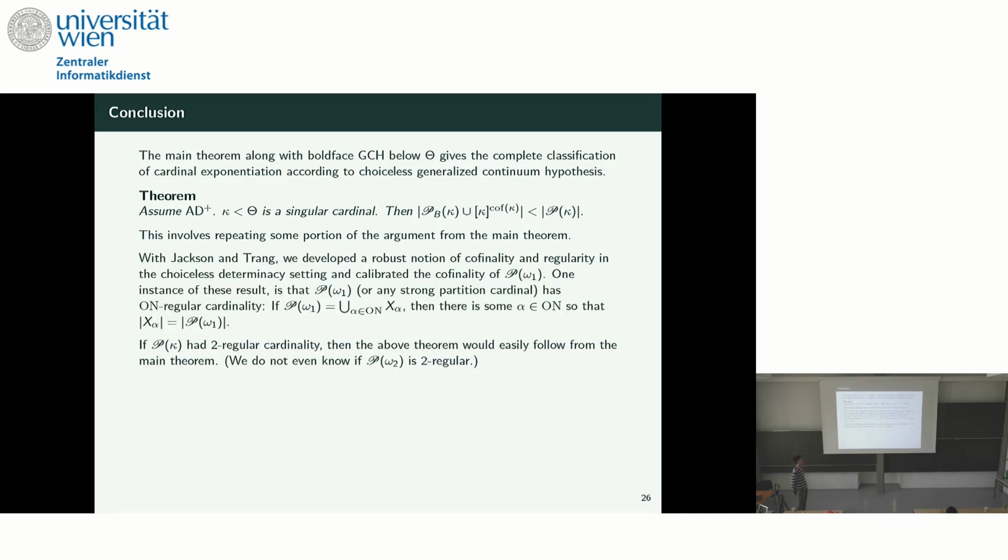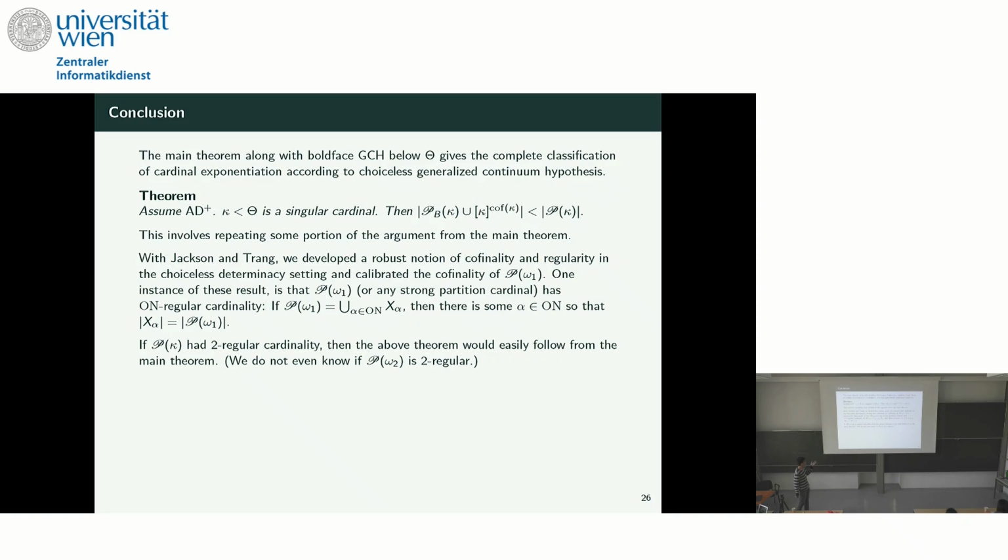So with Steve and Nam, we defined the notion of cofinality and regularity in this choiceless context and studied the cofinality for the power set of omega 1. But one of the things we can prove is that the power set of omega 1 is what we call ordinal regular, which means that if you split the power set of omega 1 into ordinal many pieces, at least one of the pieces must have full-size power set of omega 1.